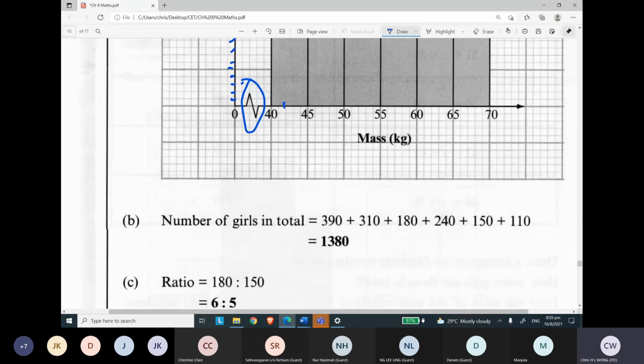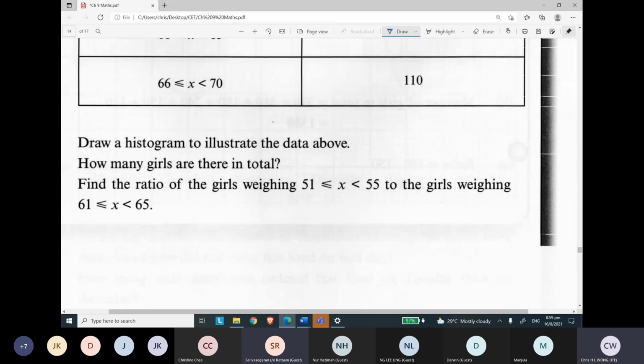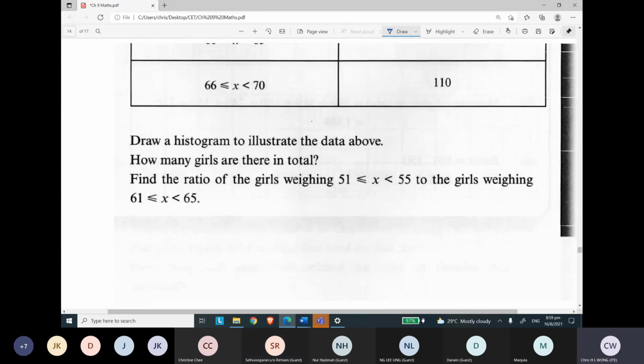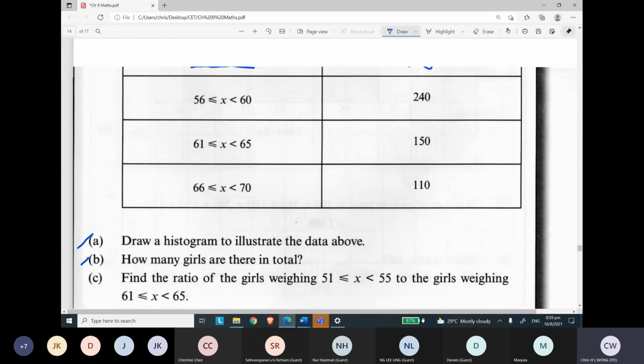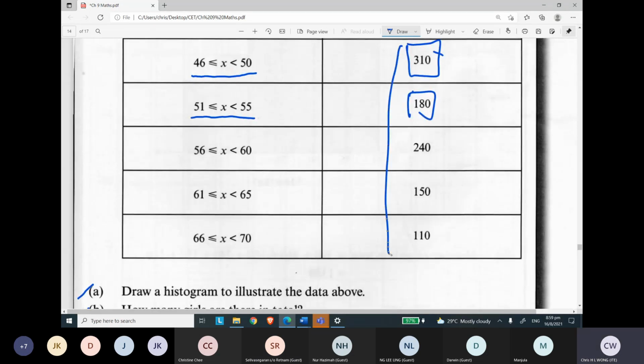Okay. What's the question? Draw the histogram. You already did this, right? Okay. How many girls are there in total? Actually, just add up here. Am I right? How many girls? Yeah.